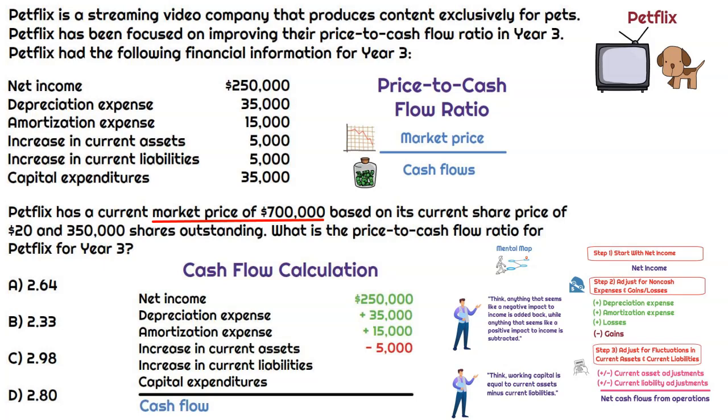However, there was also an increase in current liabilities of $5,000. And when liabilities increase, our cash flow increases, right? So that is why the change in current liabilities is a positive $5,000.